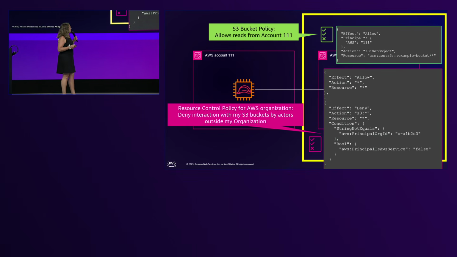But the first of these conditions says, unless the principal is from my organization, unless it's someone from within my perimeter, I'm just going to say no. I don't know who's making a request to my bucket, but I don't want them to succeed, right? So that's the important gate here. That means that no matter what's in that bucket policy, we have prevented outsiders from getting into my data. If you're wondering what that principal is AWS service is doing at the bottom, don't worry, I'm going to explain that in just a second.